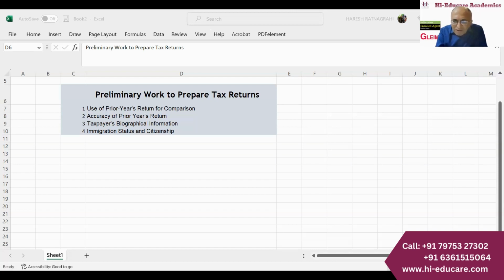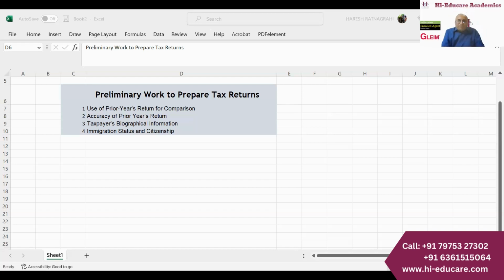Two accounting languages. For example, if you want to consolidate your MNC company's subsidiary, obviously you should know the two languages, because here the accounts are prepared as per IFRS, the Indian accounting standard, whereas in the US it is US GAAP. So you should know the two languages. Otherwise, how can you consolidate the financial statements?